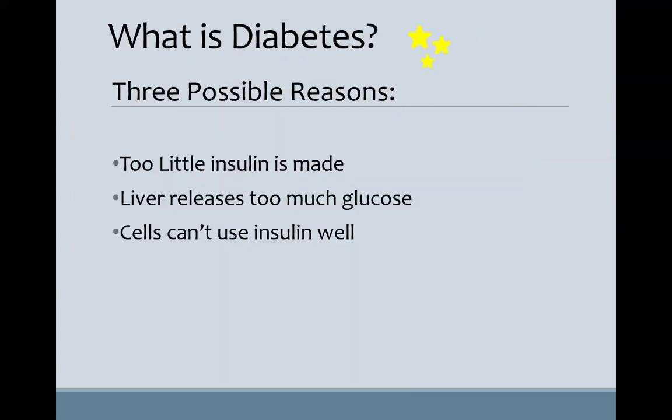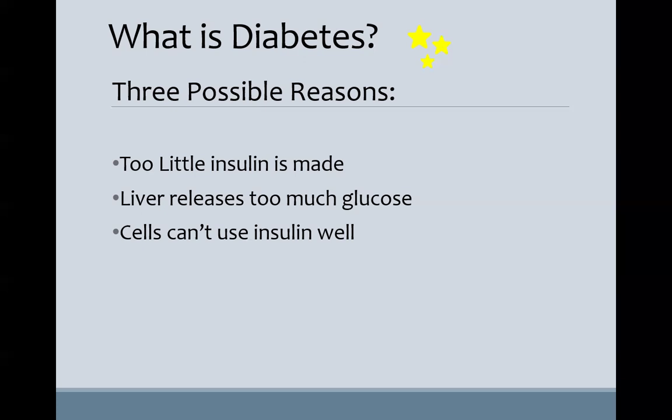So what is diabetes? There are three possible reasons why somebody could have diabetes. They either have too little insulin, or we could also say they have no insulin, their body is not producing it. Second, their liver is releasing too much glucose into the bloodstream. When it's digesting the food and metabolizing things, the liver is shooting out too much glucose into the body, and the body can't handle it or break it down. Third, cells are not utilizing insulin well.